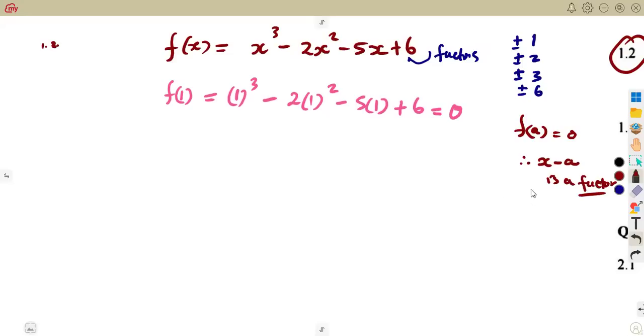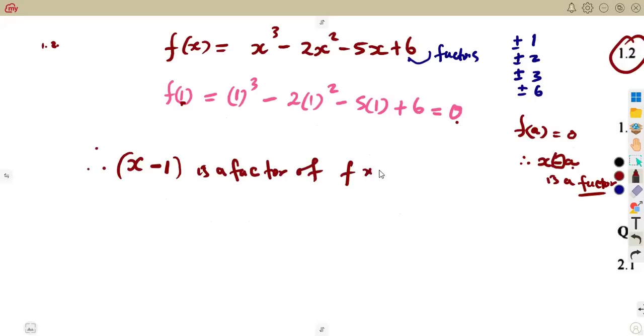The moment we bring x, we introduce a negative, so it will be x minus a. What you substituted to give you a 0 is written as a factor as x minus that number that you substituted. So in our case, it simply means x minus a. What is it that we substituted to obtain a 0? We substituted 1. So therefore, x minus 1 is a factor of what? The function f of x. It is a factor of this f of x. That is the case.